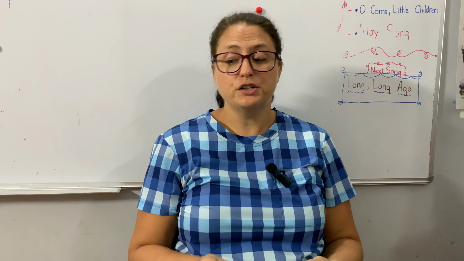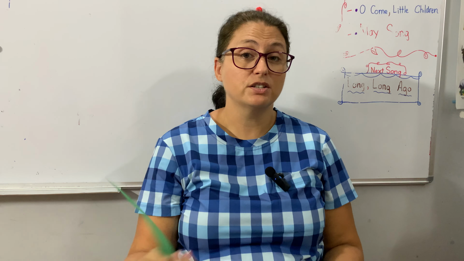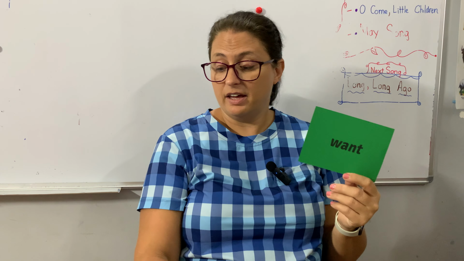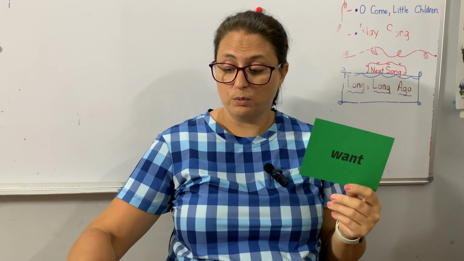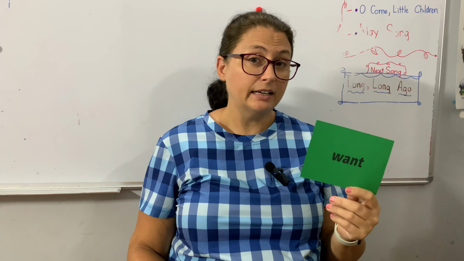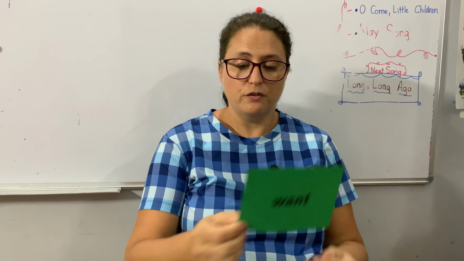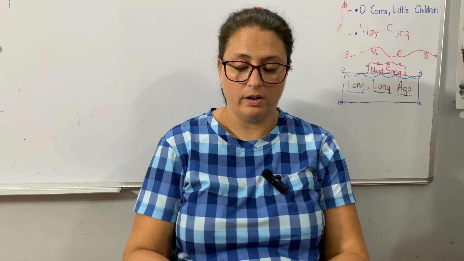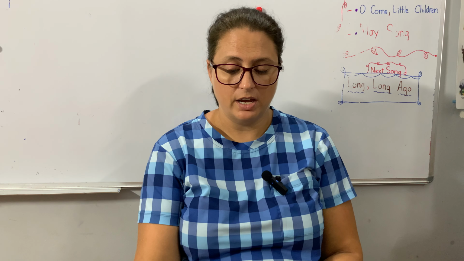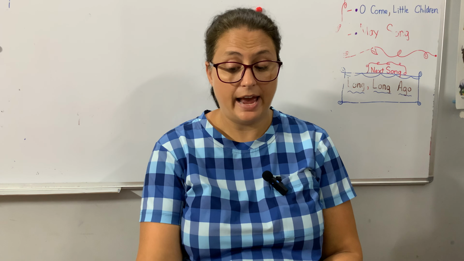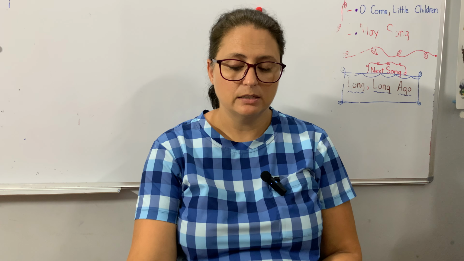All right, the first verb that we have is "want." This word is similar to the word "I like." It has the first part, jong, right? Jong. So J-A-W-N-G. It has to be fast.